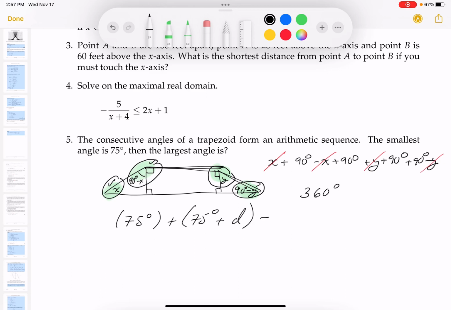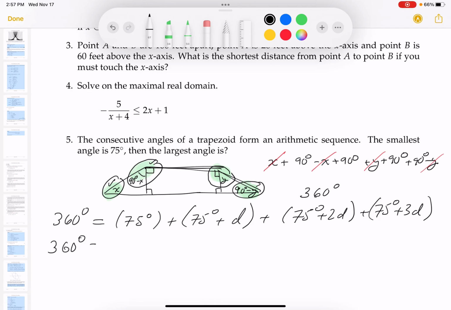That's the next angle. What's the next one going to be? It's arithmetic, so it's 75 degrees plus 2d. And what's the next one going to be? 75 degrees plus 3d. What's that equal? That equals 360 degrees. I'm adding all 4 angles together. Well, let's do it. You get 360 degrees. I'm going to be adding the 75s together first, and that's going to be 300 degrees. And then I'm going to add the d's together, and there's going to be 6 d's, right? I'm going to try to figure out d.